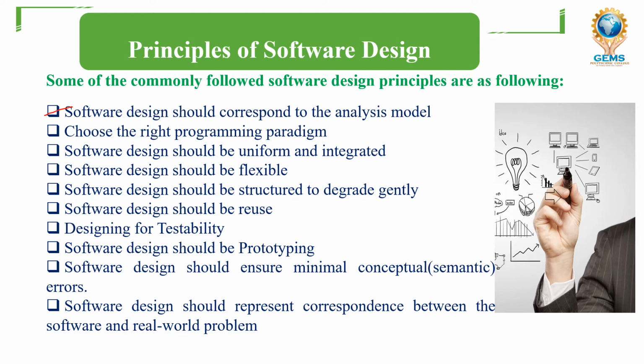Third point says that software design should be uniform and integrated. So our design should be uniform and integrated. That means our design should be transparent and secure, and it should be tested. Next point says that software design should be flexible. That means it should not be rigid, it should be flexible. So when the developer starts to develop the source code for the software design, they are able to make some changes if needed.